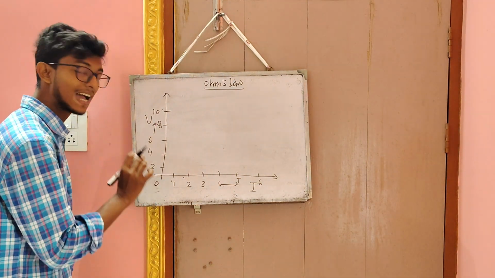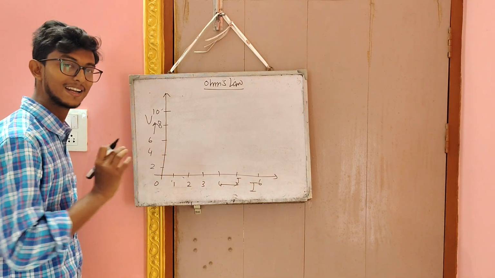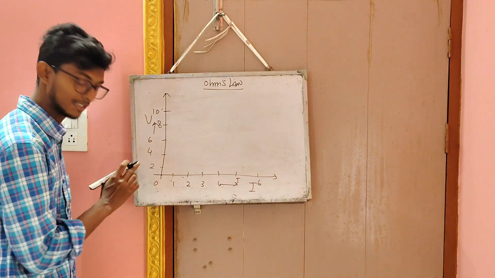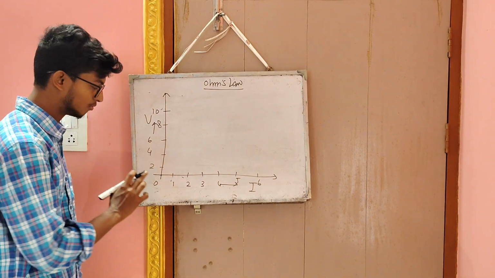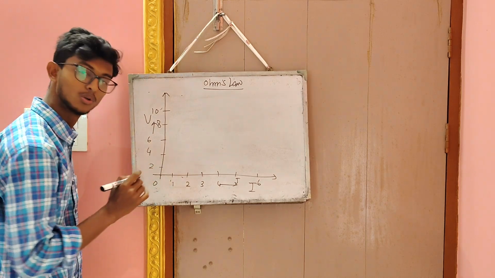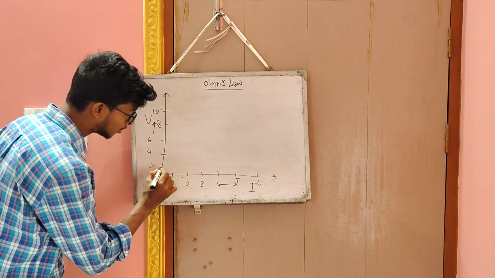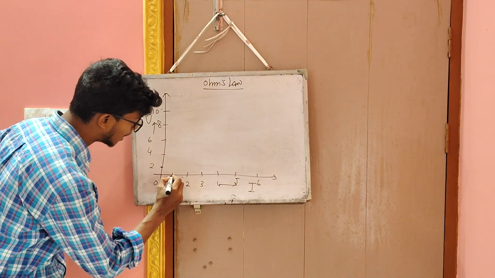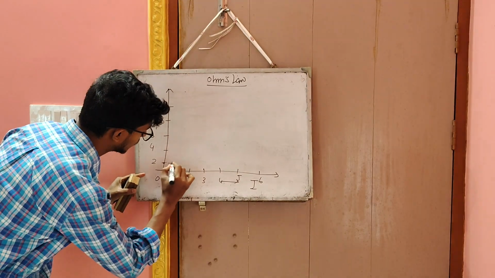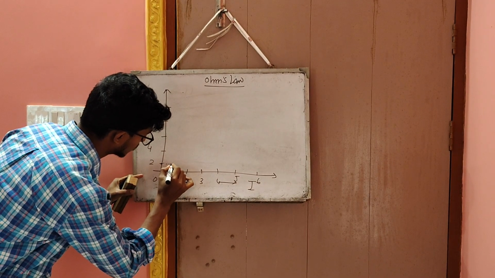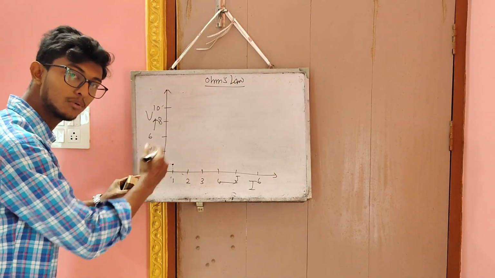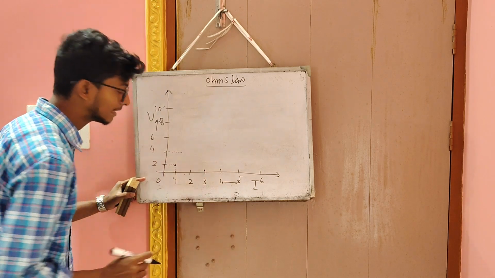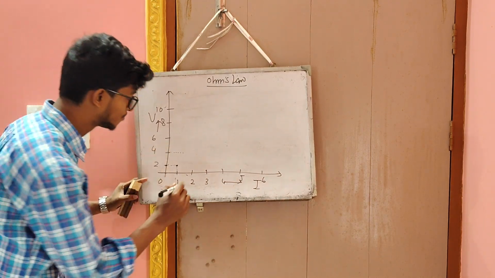Now when no voltage is connected, then the amount of current is 0. So when voltage is 0, current is 0. Now we increase the voltage, the amount of voltage 2 volt. Then the amount of current flowing through the conductor is 1 ampere. So we draw this point. Now again we increase the amount of voltage, that is 4 volt. Okay. Then the amount of current flowing through the conductor is 2 ampere.